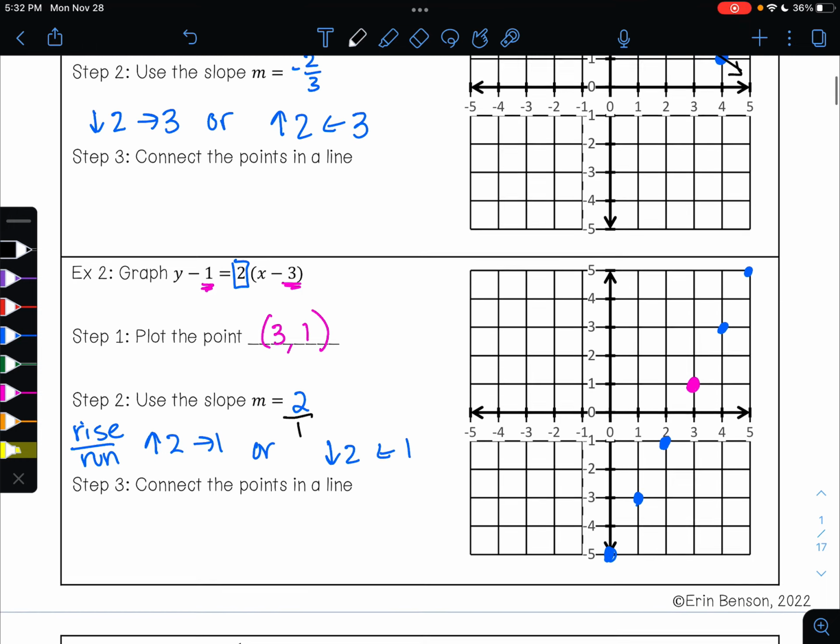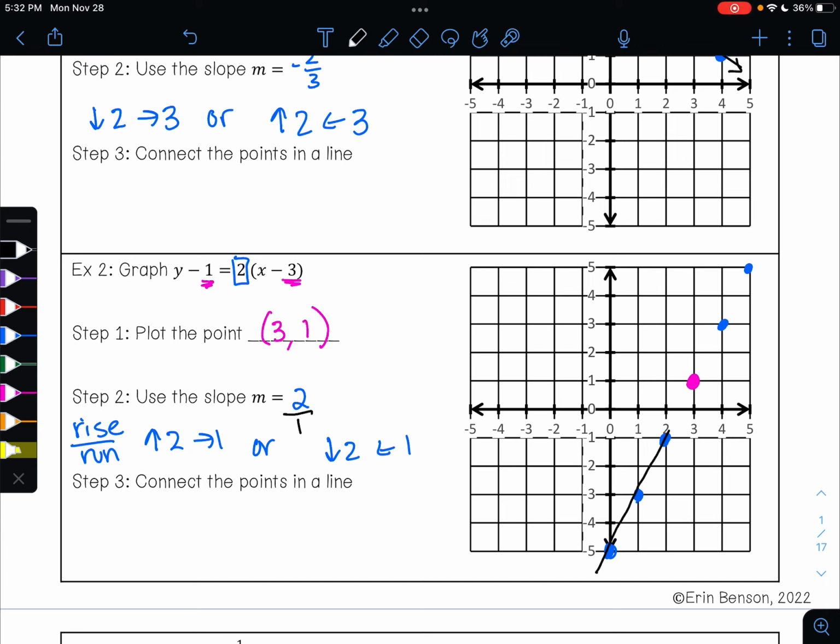Once I have those points, I can connect them in a line. Remember that lines have arrows on either side.